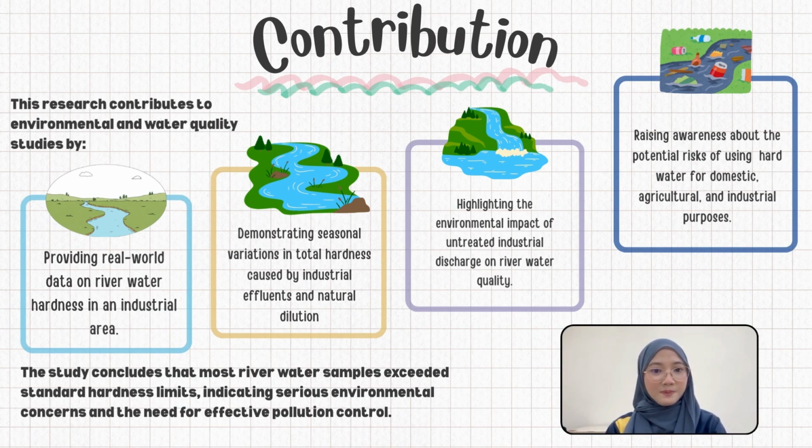highlights the environmental impact of untreated industrial discharge on river water quality. Finally, it raises awareness about the potential risk of using hard water for domestic, agricultural and industrial purposes. And overall, the study concludes that most river water samples exceeded standard hardness limits, indicating serious environmental concerns and the need for effective pollution control.